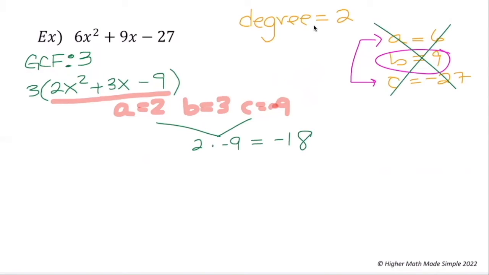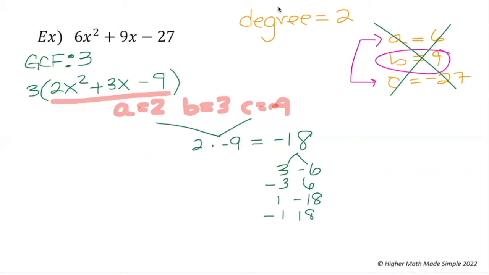Okay, so just don't forget at the very, very end, don't forget to put that GCF back into the product, or else you will change the expression. Okay, so now it's time to do a factor tree of negative 18. Again, pay attention to the signs. Yes, 3 times negative 6 would work, but negative 3 times positive 6 would also work. 1 times negative 18, and then negative 1 times positive 18.